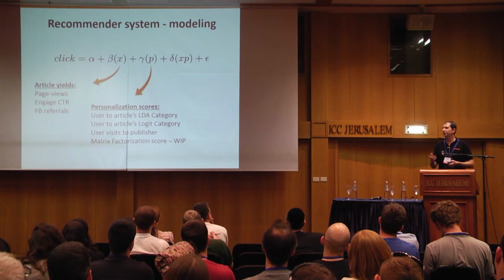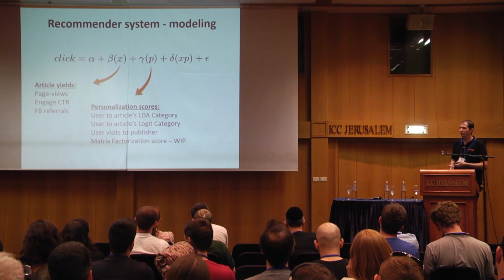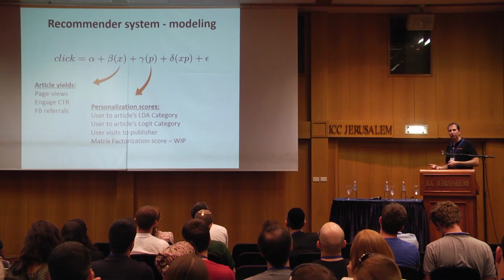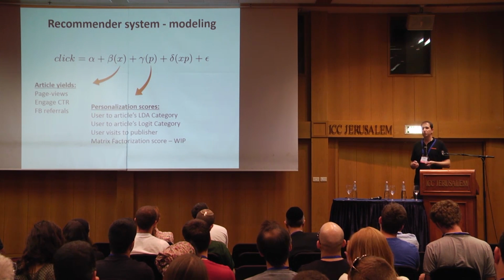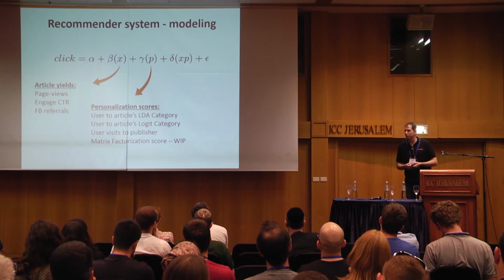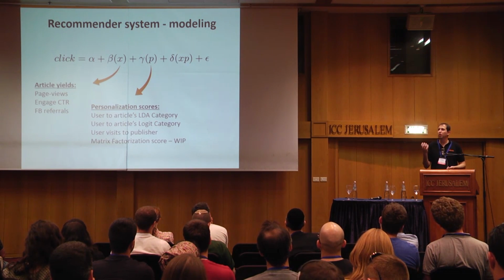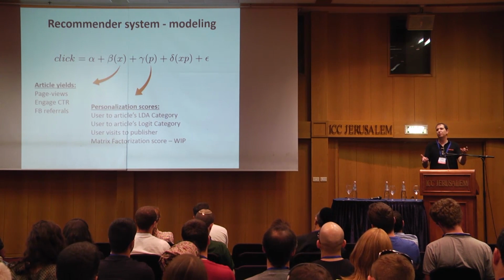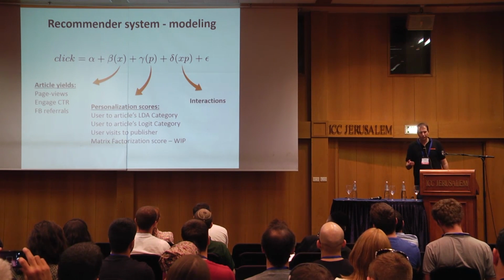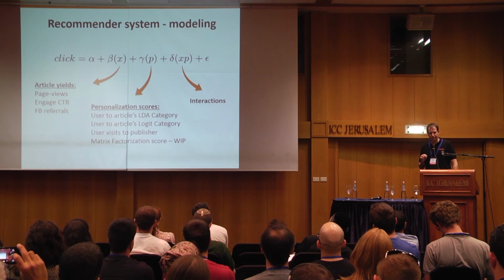We also have the affinity of the user to visit the publisher and the specific section on the publisher. And currently a work in progress is also to include a matrix factorization score of the affinity of the user to that article. But this group is basically the personalization score of how much the user might like that article, regardless of the behavior of the crowd. And finally, we interact all of these yields.